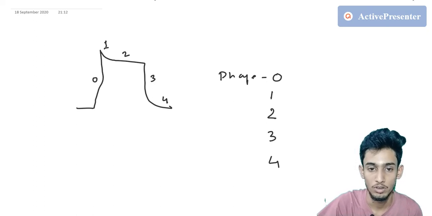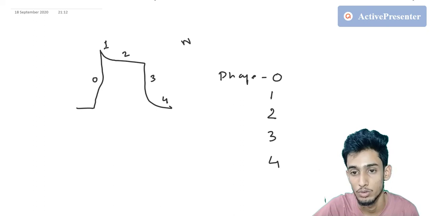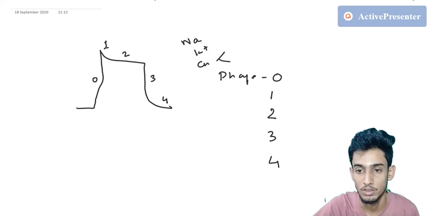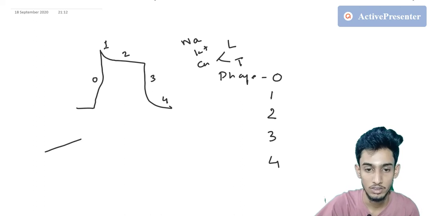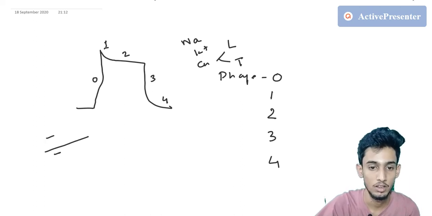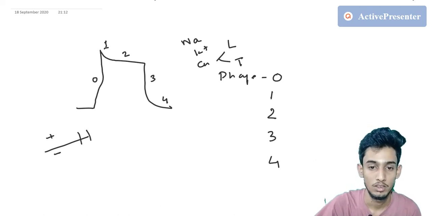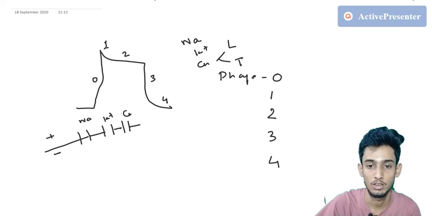So in phase 0, the ions mainly responsible in these fields are sodium, potassium, calcium. There are two types of calcium channels. This one is L type and this is T type. Let's see. In the resting state, the inside is negative and the outside is positive. There are main channels there. This is sodium. This is potassium. This is calcium.